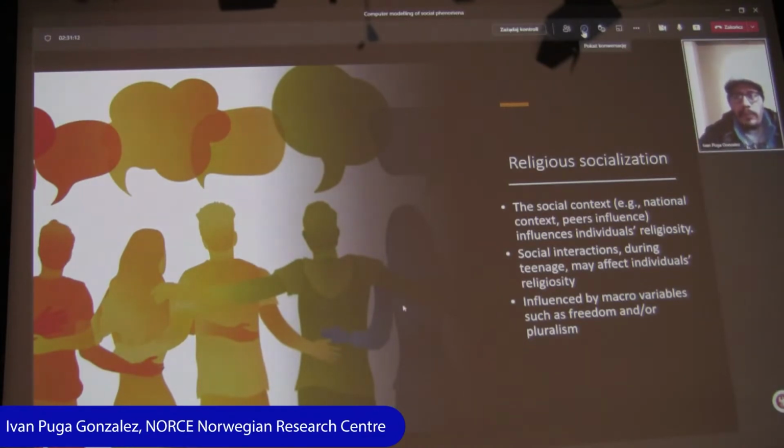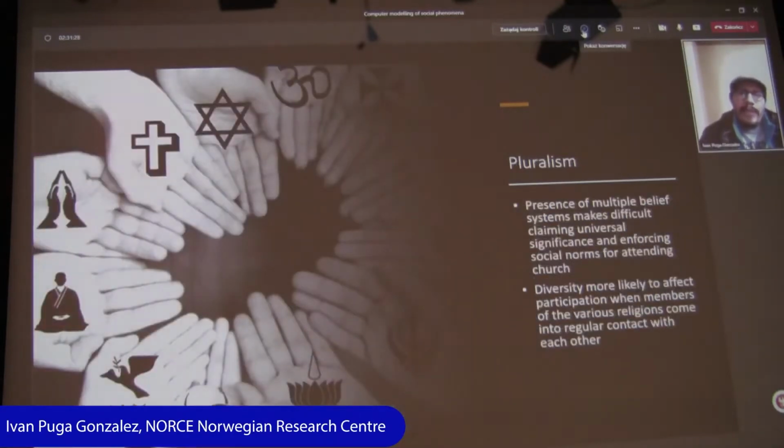But on top of this, you also have what is called the national context, or the macro factors. We believe that these may be influenced by other macro variables such as freedom or pluralism. What we mean by pluralism is whether the environment in which the individual develops or grows up has the presence of multiple belief systems, right? Because if you have a religious belief and then you are confronted with different religious beliefs, there is no way you can claim, well, my religious belief is the sole truth, right? So you may start to wonder whether what you believe is actually true. The mere presence of different religious systems may undermine your belief in your own system, or in your own religiosity.